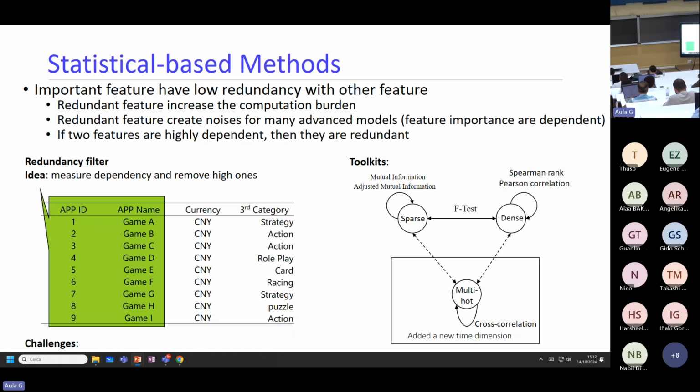And for the multi-hot feature, it is different from the sparse and dense ones because it adds a new dimension, which is time. For example, we have multi-hot features like how many apps the user clicked in the past few months. So we cannot directly measure the correlation between this one and the other two types of features. But within the multi-hot features, we can use cross correlation tools to measure the dependencies.